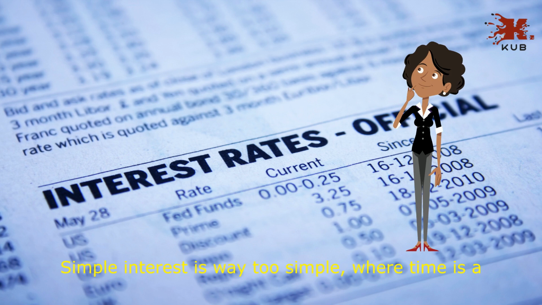Simple interest is way too simple, where time is a multiplying factor. But compounding is where you raise to the power of time. Just like 2 multiplied by 3 is less than 2 raised to the power of 3. This is what makes all the difference.